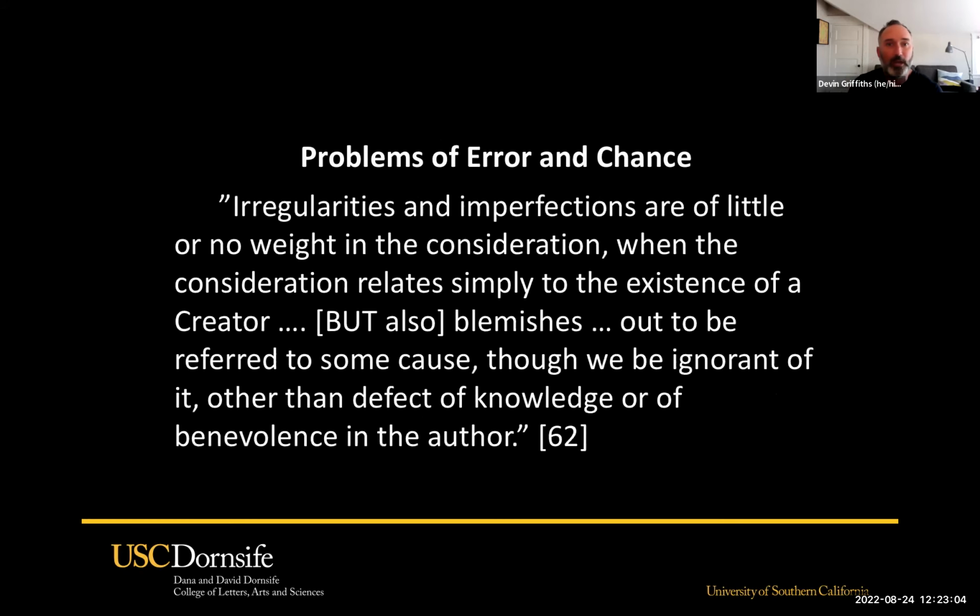As he puts it, irregularities and imperfections that we find in nature are of little or no weight in the consideration when the consideration relates simply to the existence of a creator. But also, he argues, blemishes ought to be referred to some cause, though we be ignorant of it, other than the defect of knowledge or of benevolence in the author. In other words, when we think about the massive evidence, he claims, the majority of evidence points to there being design, and therefore a few things that look like they're not working should not outweigh all the other evidence we see. But at the same time, he says, the reason why a few things look like they're not working is because we simply don't really understand them yet.